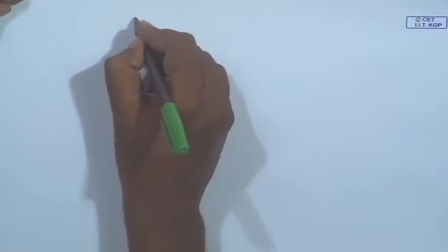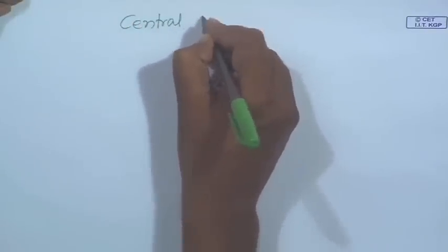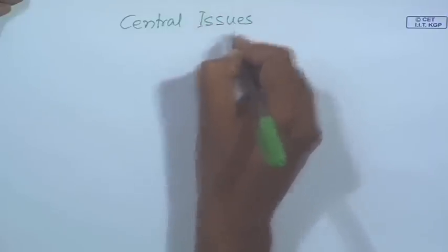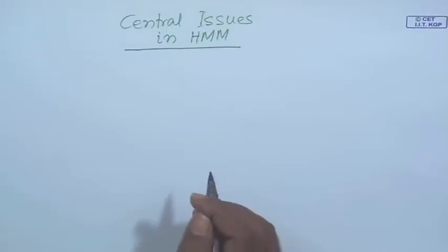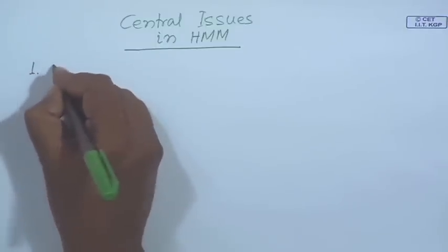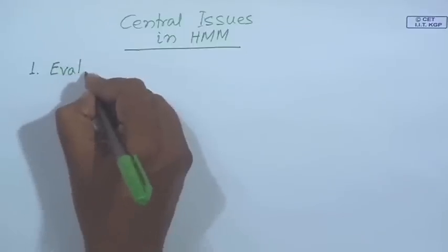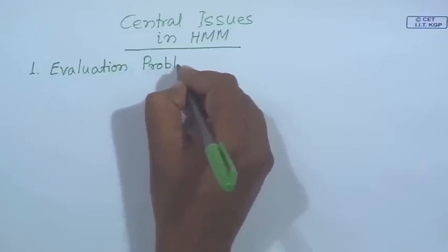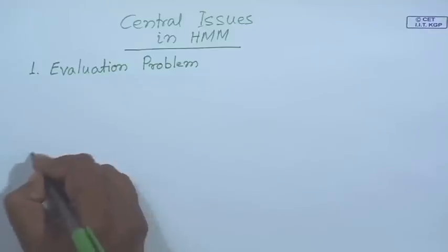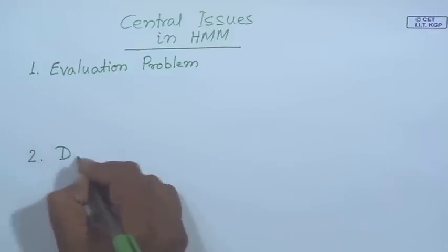Now, given such a hidden Markov model, you find that in hidden Markov models, or HMM, there are three central issues which need to be addressed. So what are the central issues? The first issue or the first problem is an evaluation problem. The second problem is what is called a decoding problem.